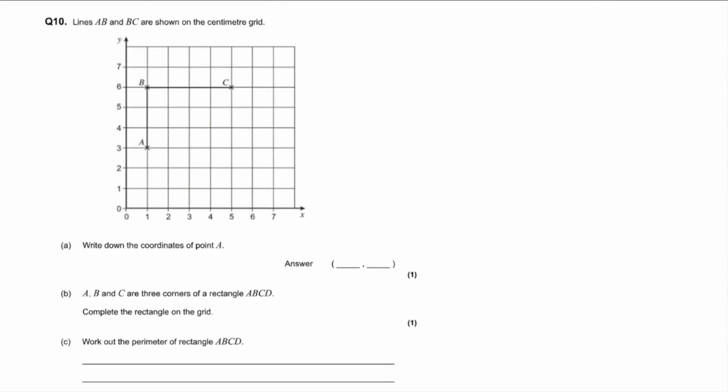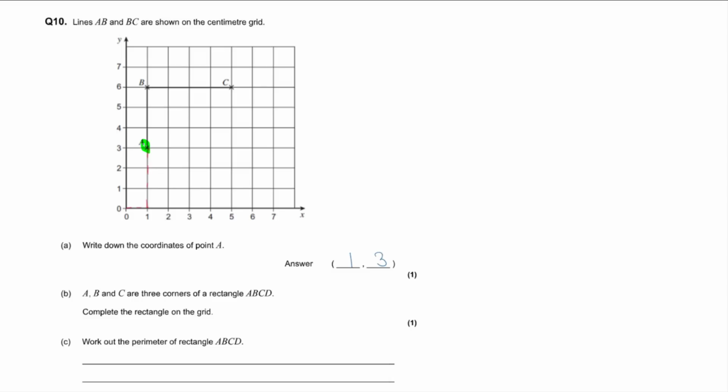Question 10, lines AB and BC are shown on the centimeter grid. Write down the coordinates of the point A. Well, the coordinates of point A is here, isn't it? So when you're doing coordinates, it's along the corridor, up the stairs. So 1 along, 3 up. That's going to be coordinates 1, 3.